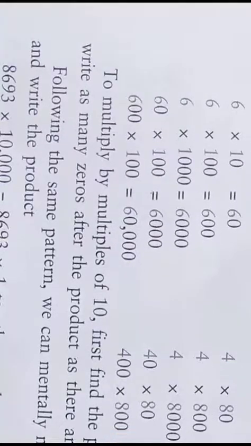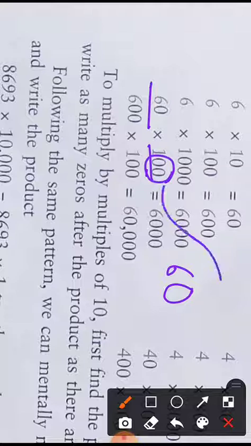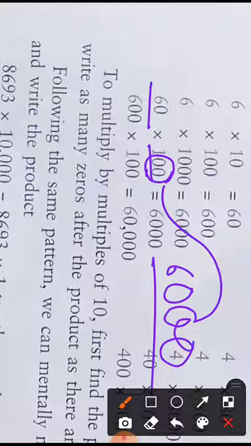You can take more examples. Here we have 60 and here we have 100. What we are going to do is write first 60, and then you will take these two zeros and write them here, and your answer is ready. So when you are multiplying with a multiple of 10, it is very easy to find the product.